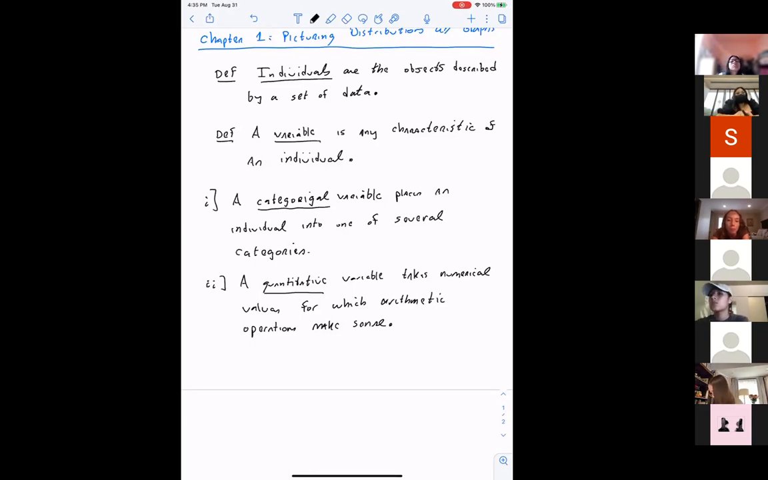If I'm 30 and you're 20, then our average age is 25. That is perfectly reasonable and certainly makes sense. If your GPA is 4.0 and mine is 3.0, on the average 3.5, that's perfectly reasonable. So if you can do math, it's a quantitative variable. If you can't do math, even if there's numbers involved, then it is a categorical variable.